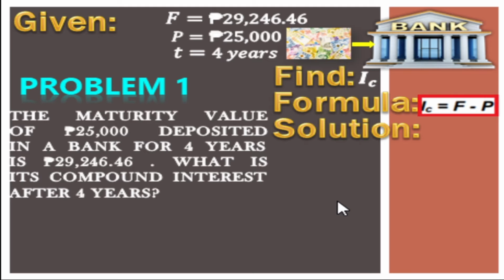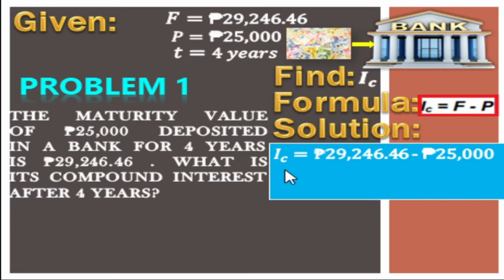So, to solve for this, simply substitute F and P in the given to F and P in the formula. So we have here I sub c is equal to F, which is 29,246 pesos and 46 centavos, and P is 25,000 pesos, which is simply 4,246 pesos and 46 centavos.